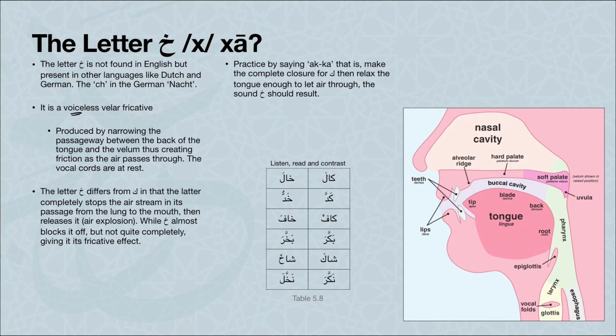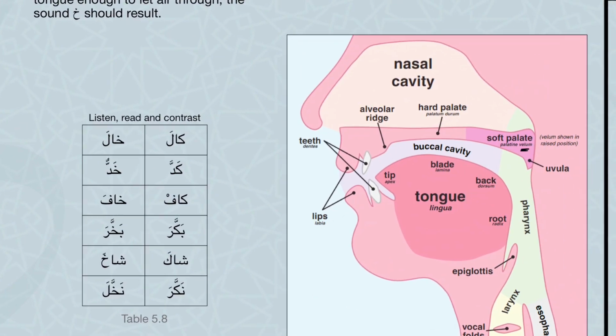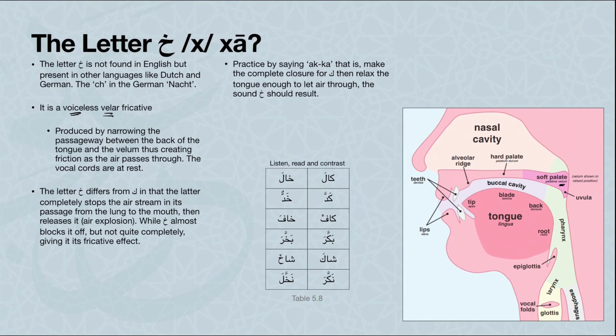Velar is, we know this word before, it comes from here. So the velum, so the sound comes from here. Okay, now what does fricative mean? The word fricative comes from the word friction. So there has to be some sort of friction going on to produce the kh.